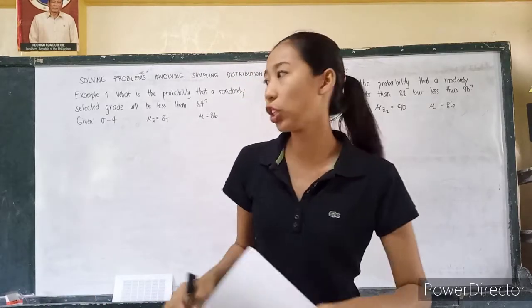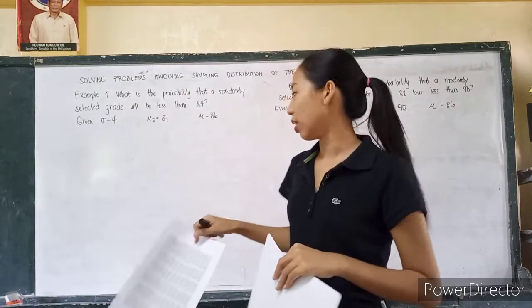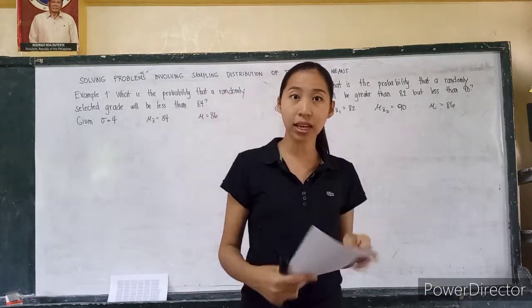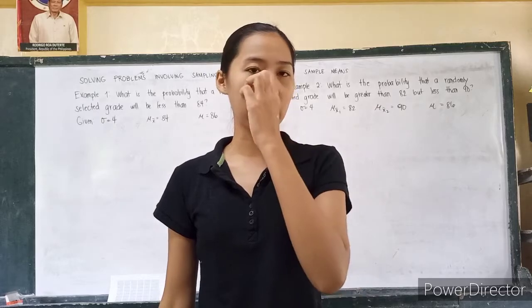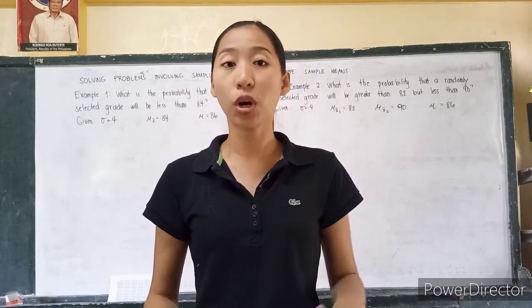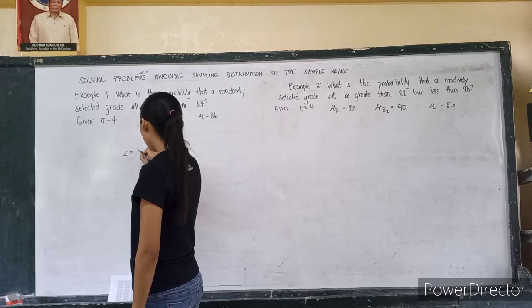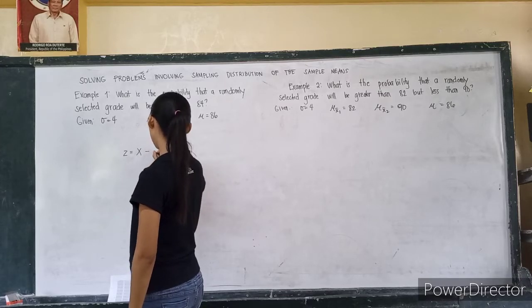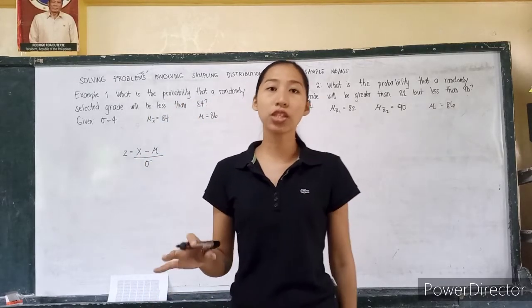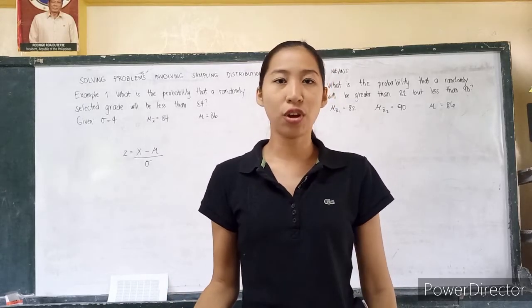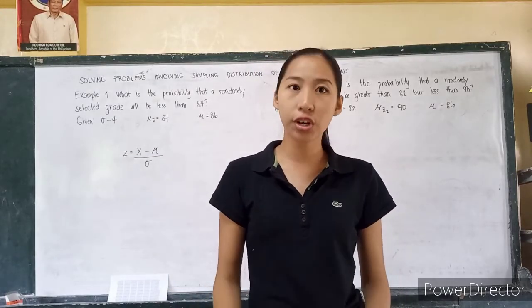So first thing is you need to review how you are going to use the z-table. Another is how to make probability notations about greater than, less than, and in between two values. Another is the formula for finding the z, which is z is equal to x, the sample, minus the population mean mu, over the standard deviation. So these concepts are needed in order for you to understand this lesson immediately. Okay, so without further ado, let us start.